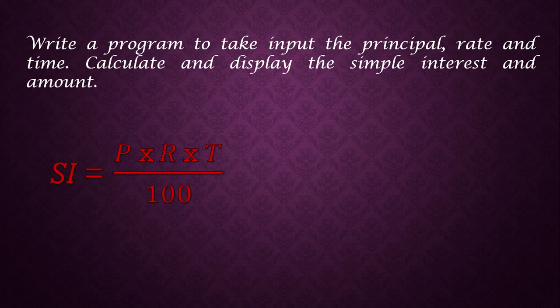Okay, so the simple interest formula: simple interest equals principal into rate into time divided by 100, where principal is the money that we deposit, rate is the rate of interest, T is the time in years, and 100 divides the product of these three terms. And amount is basically the money that we deposit plus the interest that we earn. The total is called the amount.